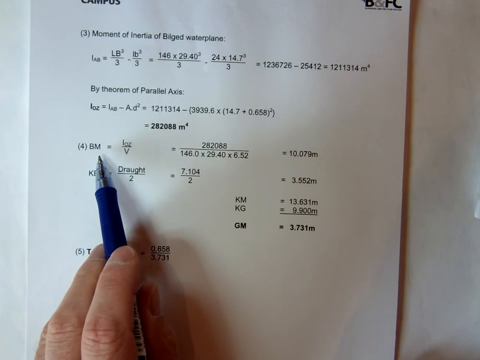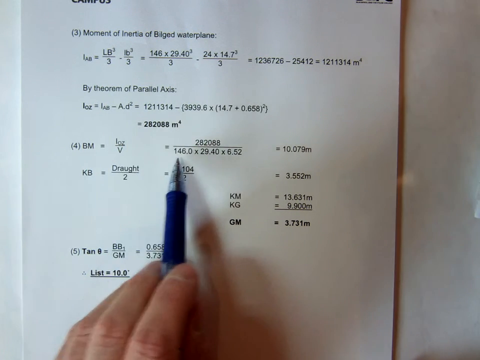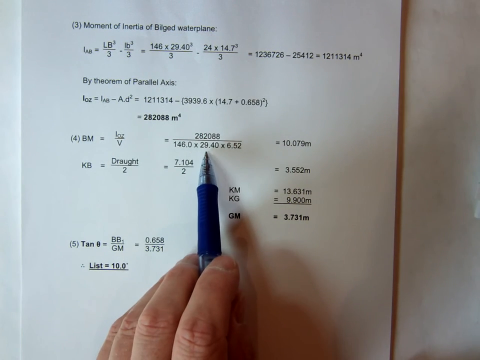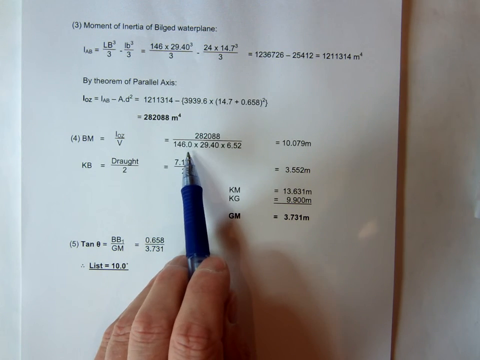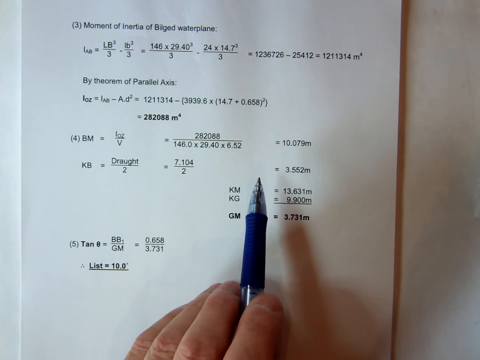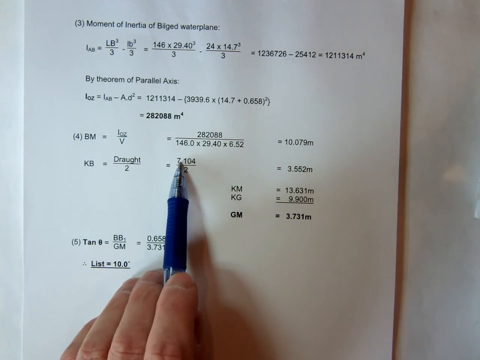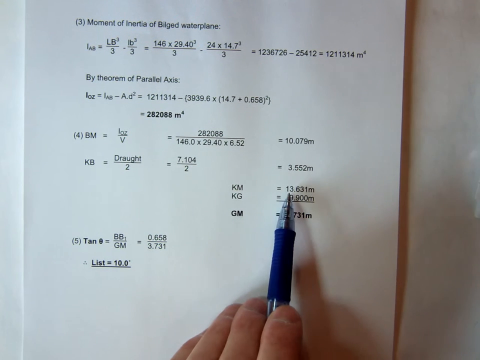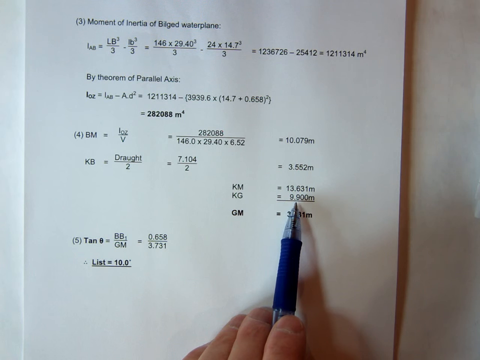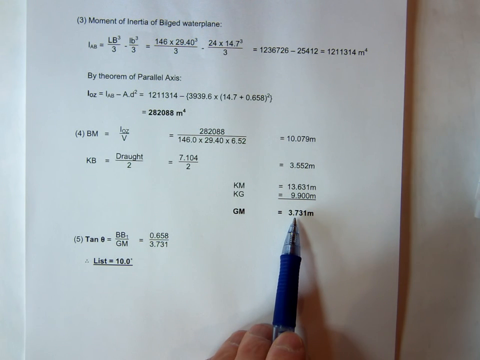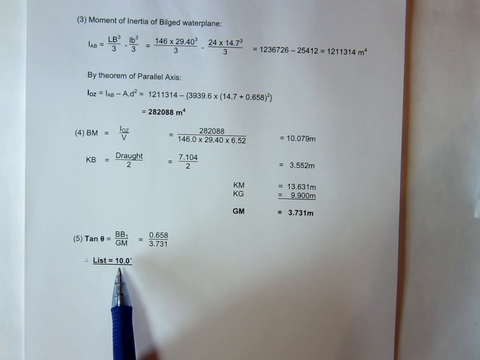BM is the inertia now on the off-centre line divided by the volume, and don't forget what I said earlier: the draft doesn't change because the displacement hasn't changed, therefore the underwater volume doesn't change. There's our BM. KB is half our new draft, that's our KM. We've got our KG, which we're given as 9.9, therefore our GM is 3.731. Because we've got the GM now, we can work out the angle of list of 10 degrees.